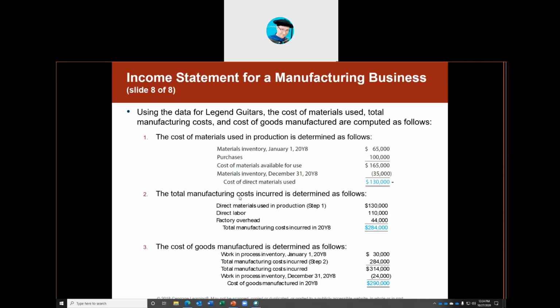You can follow the same process. Total manufacturing cost: you take your direct materials plus direct labor plus factory overhead equals total manufacturing cost. Cost of goods manufactured: beginning work in process inventory plus total manufacturing costs, minus ending work in process, equals cost of goods manufactured.